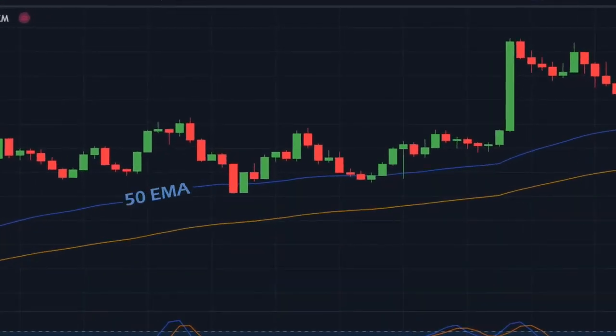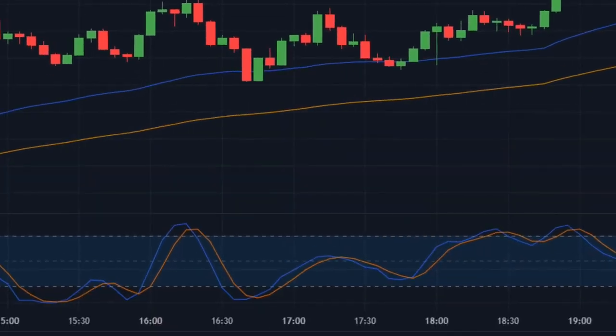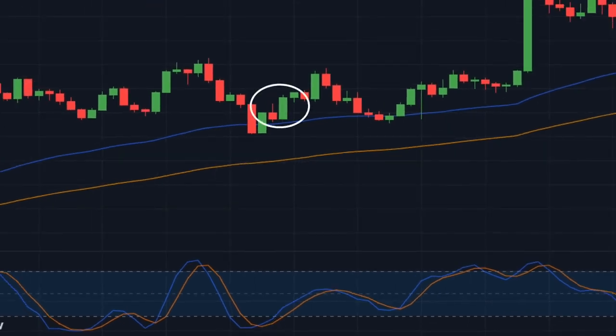First, the 50-period moving average must be above the 100-period moving average. Moreover, both moving averages should be sloping upward. Second, the StochRSI should cross the 20 level to the upside, which is a buy signal. And finally, the price action must be closed above the 50-period moving average.